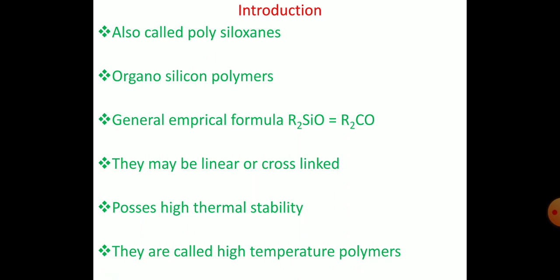So what is another name given to silicones? They are also called high temperature polymers. So dear students, in this slide, what are the informations we have known about silicones? They are also called polysiloxanes, and they are also called organosilicon polymers. Their general empirical formula is R2SiO, which is equivalent to the ketone formula, that is R2CO. Then the structure may be either linear or cross-linked. Then they are said to possess higher thermal stability, and because of this, they are also called high temperature polymers.